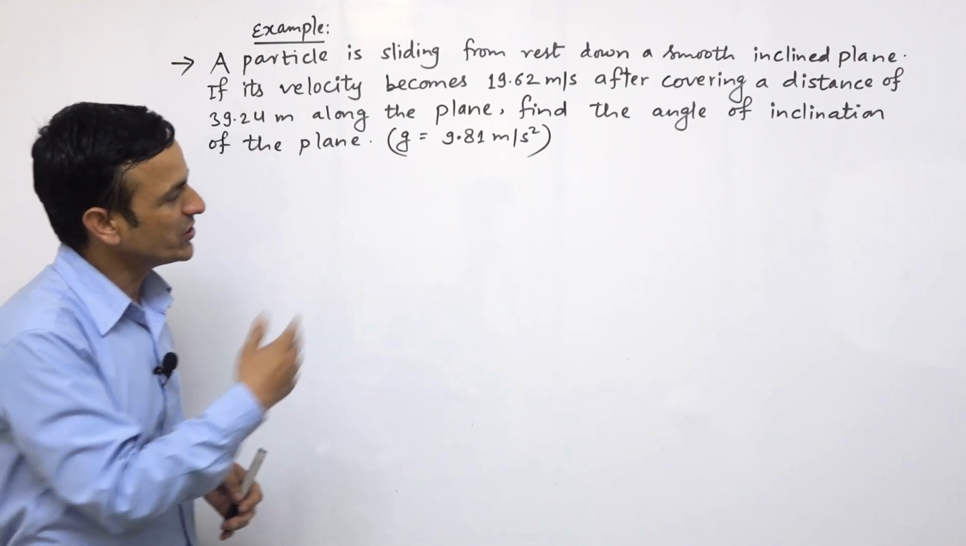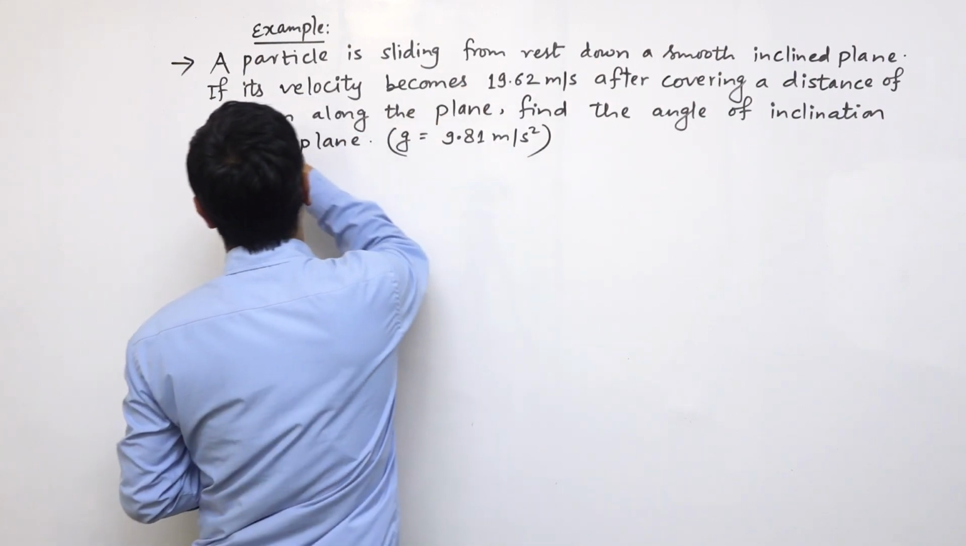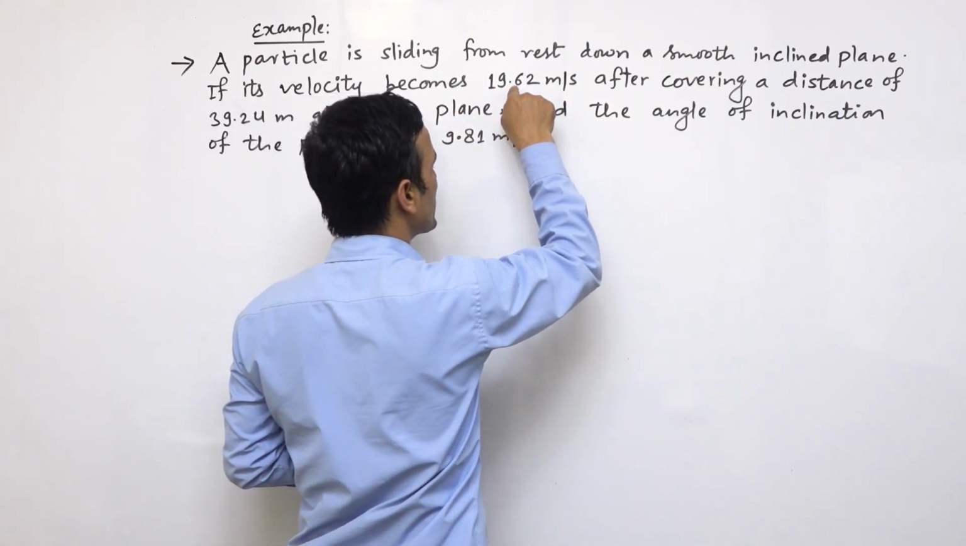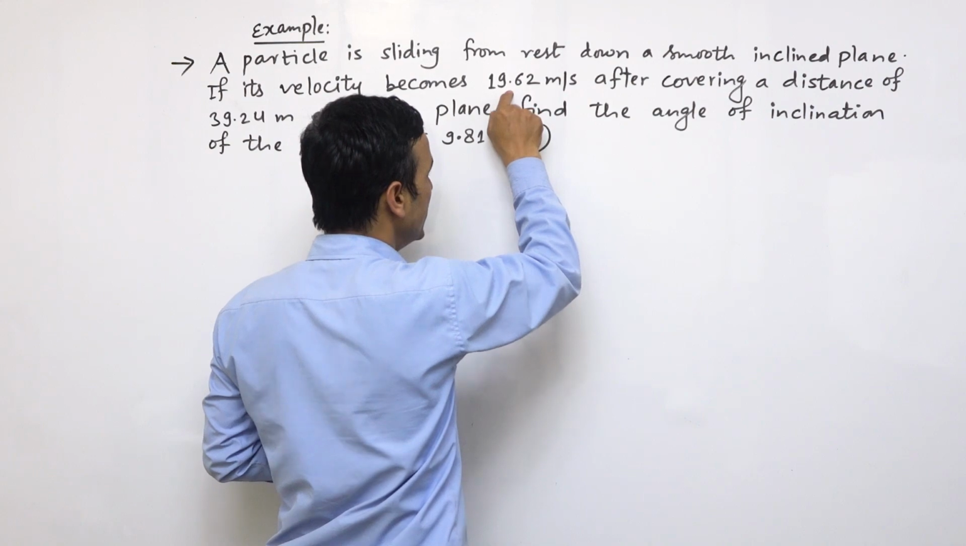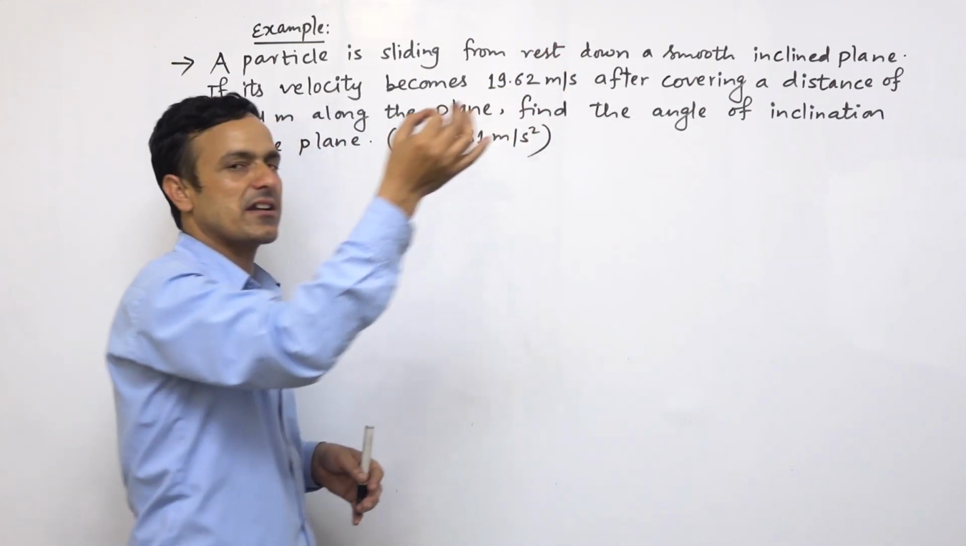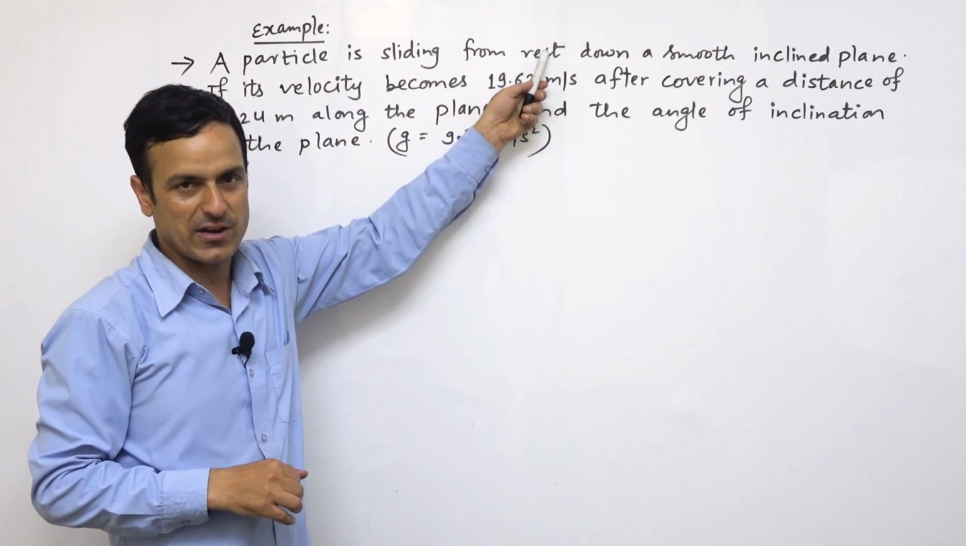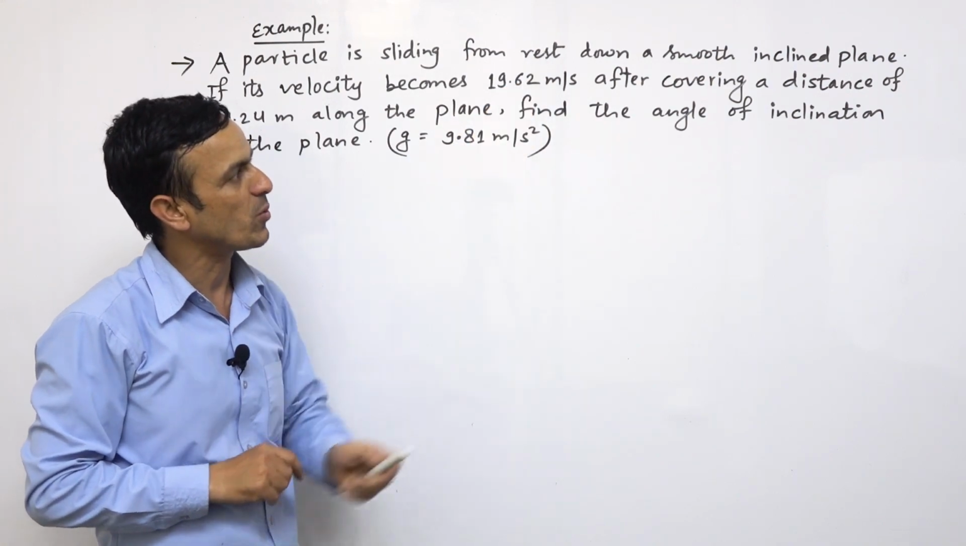inclined plane मा कति डिग्री को एंगल बन्यो यदि कुनै पार्टिकलले 80 मिटर डिस्टेंस र यसको भेलोसिटी यति छ, फाइनल भेलोसिटी र स्टार्टिङ भेलोसिटी रेस्ट बाट गरेको हुनाले इनिशियल भेलोसिटी will be 0 according to the question.